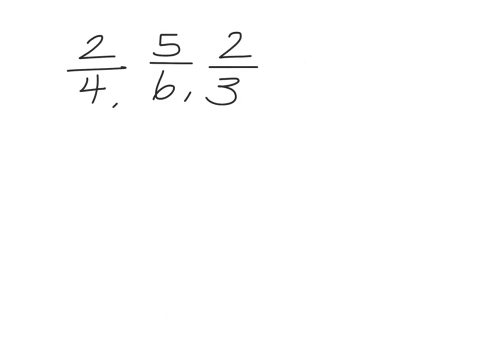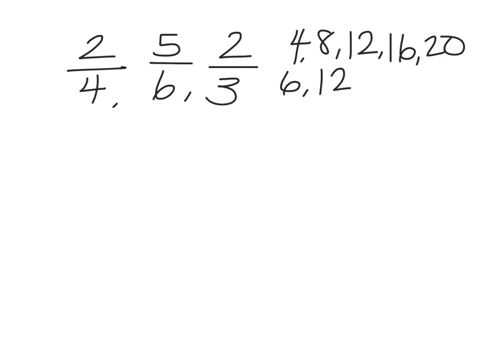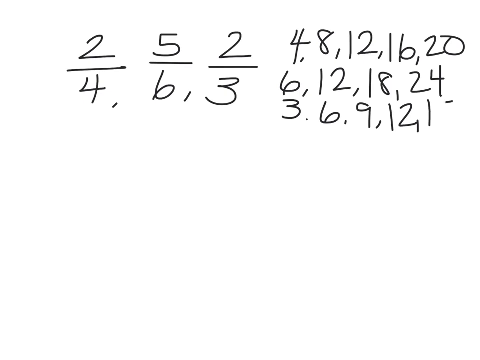All right, we're going to do one more. So now we have 2/4, 5/6, and 2/3. So again, we need to find a common denominator. So I'm going to count by 4s: 4, 8, 12, 16, and 20. I'm going to count by 6s: 6, 12, 18, 24. And I'm going to count by 3s: 3, 6, 9, 12, 15.